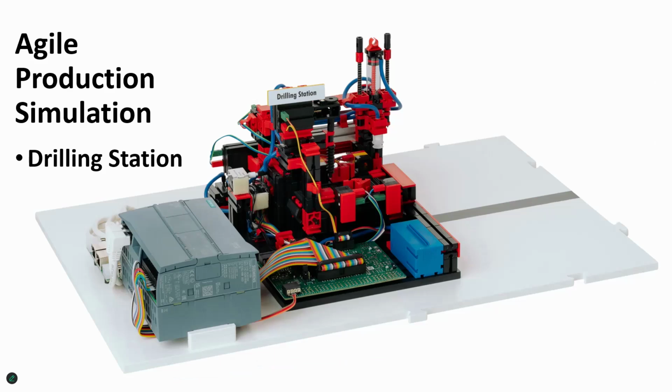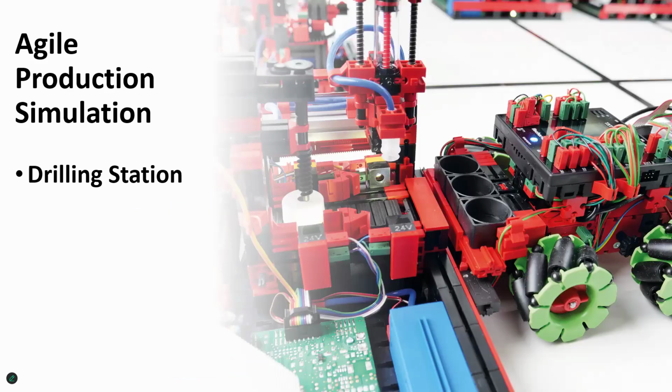The next module we might encounter would be the drilling station. The drilling station consists of a docking station for the AGV, a vacuum gripper that places the workpiece onto a conveyor belt from where it is transported under the drilling head. After a simulated drilling process takes place, the workpiece is transported back to the gripper on the conveyor belt, and the gripper then places the object back onto the AGV.